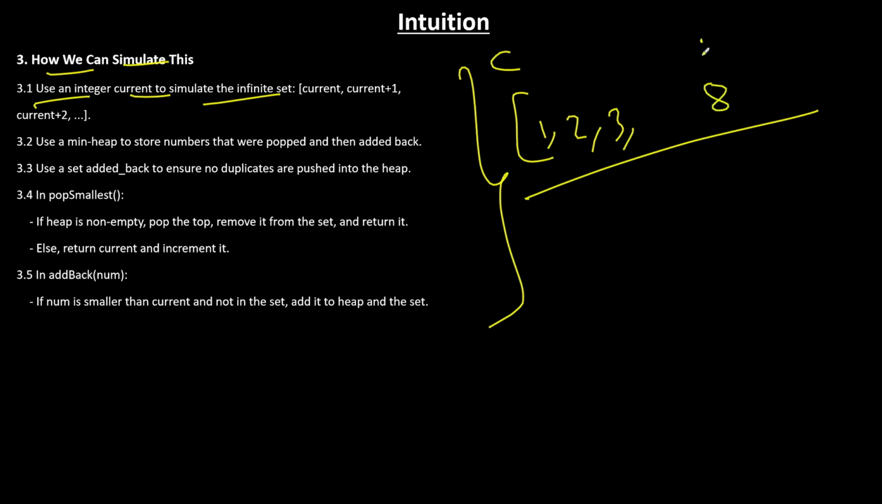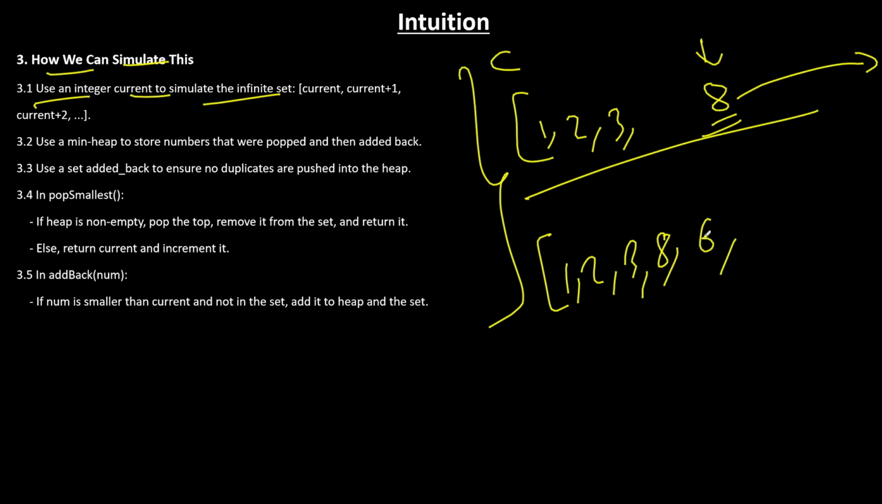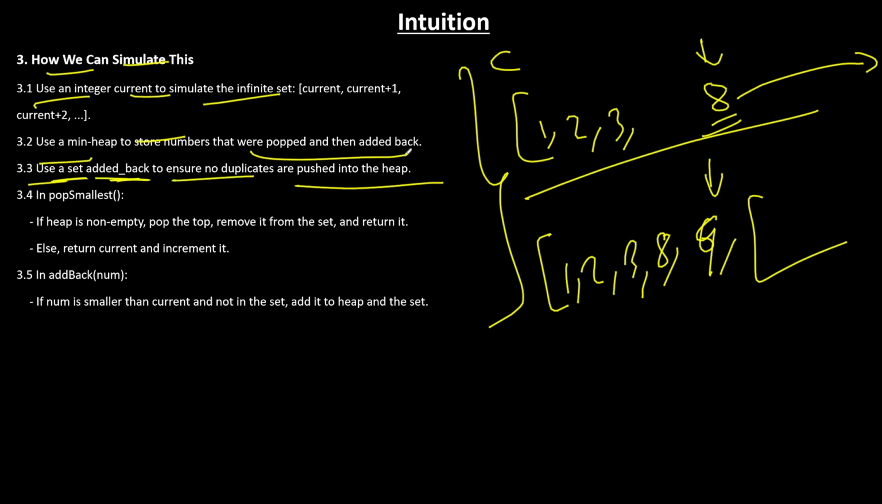Suppose we're standing at 8, this is the current value and we have not explored the values after this. Even if there is an infinite set given to you, and you're going serially, of course you will be going serially. Sorry, this will be 9. If you're standing at 9, that means you have not explored the later part. It works the same. We use a min heap to store the numbers that were popped and then added back. We use a set, which will be named addedBack, to ensure no duplicates are pushed into the heap.